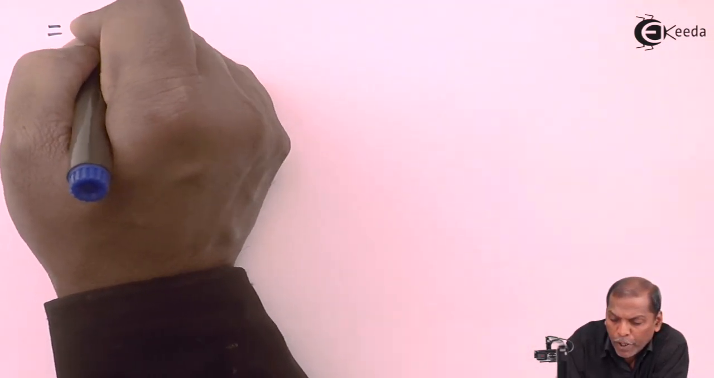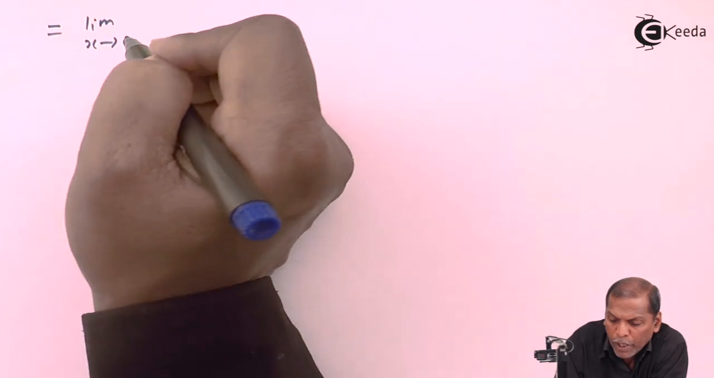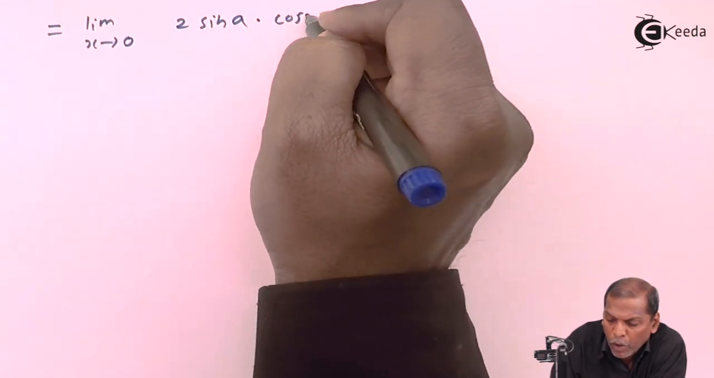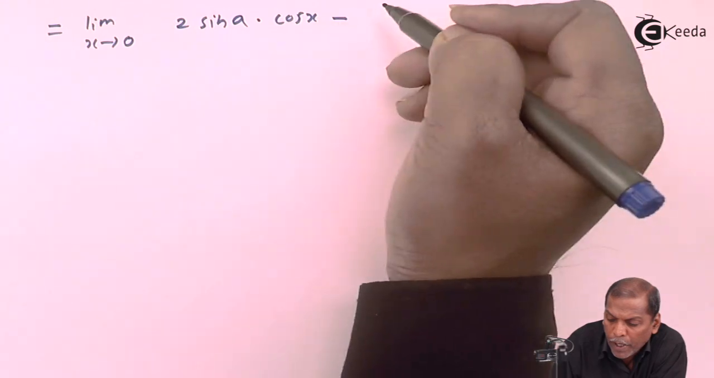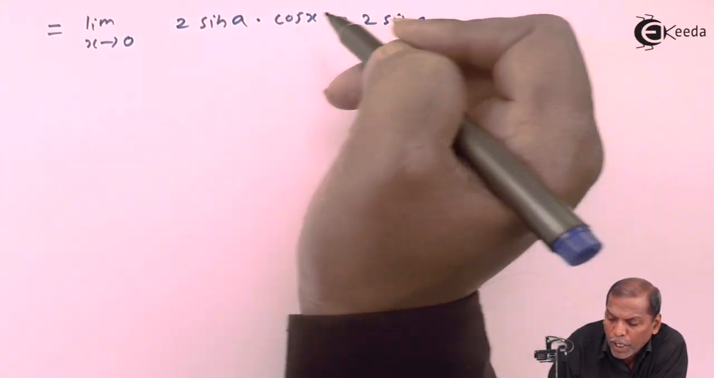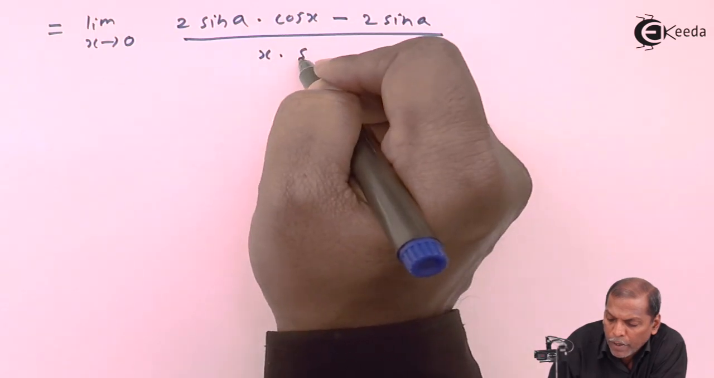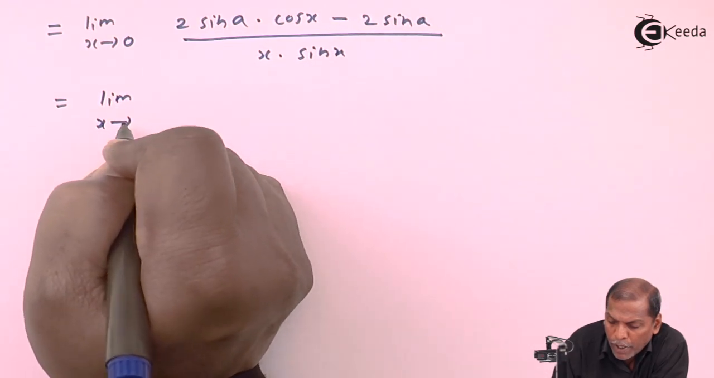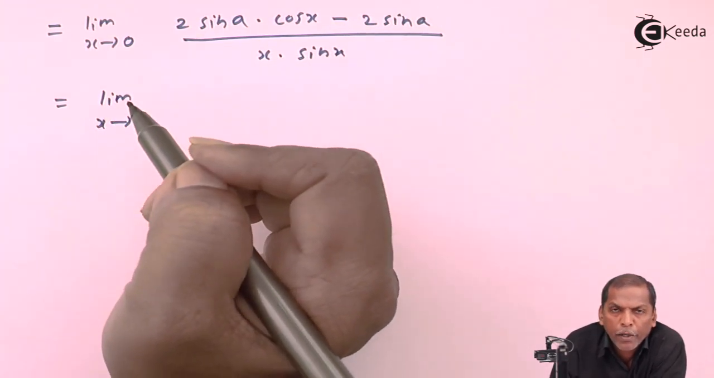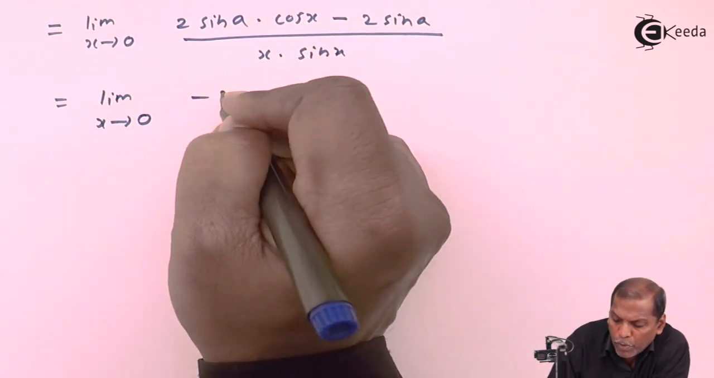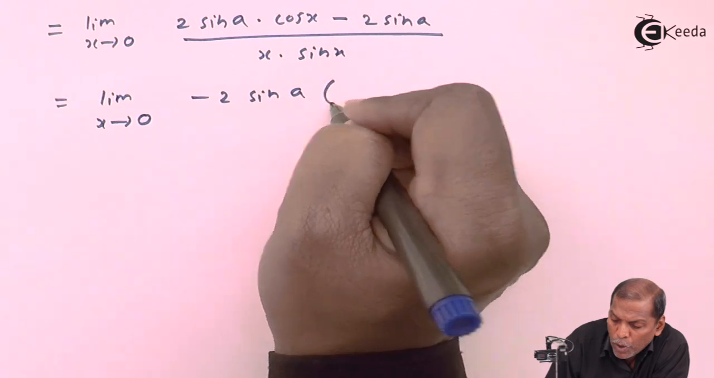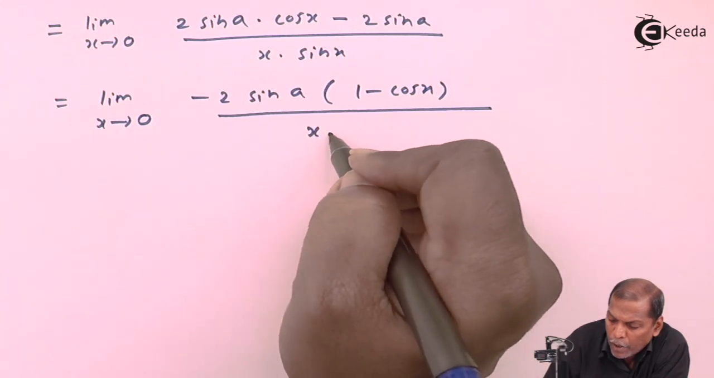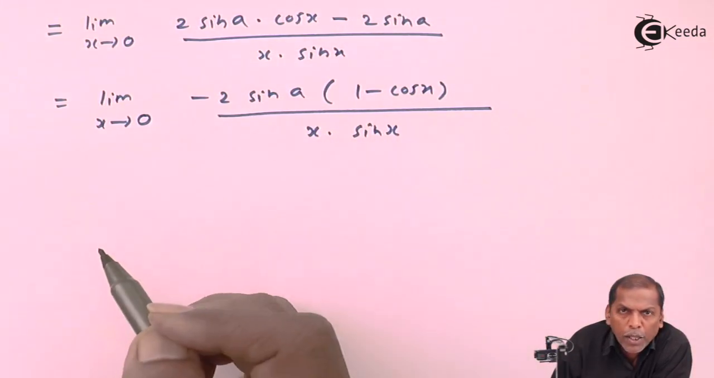So the next step is limit x tends to 0 of 2 sin a, that is the answer for the first bracket, into cos x, the answer for the second bracket, then minus 2 sin a, and the whole thing divided by x into sin x. That equals limit x tends to 0. Now from the numerator we take minus 2 sin a common. So in the bracket we have 1 minus cos x, and the whole thing divided by x into sin x.